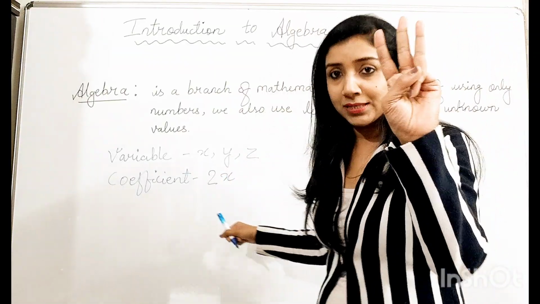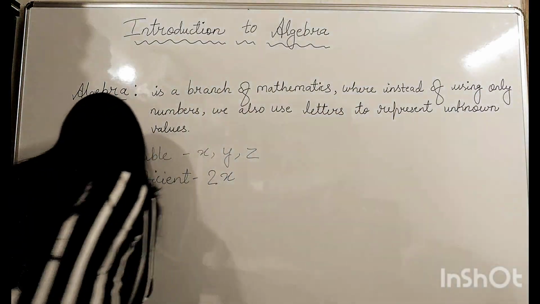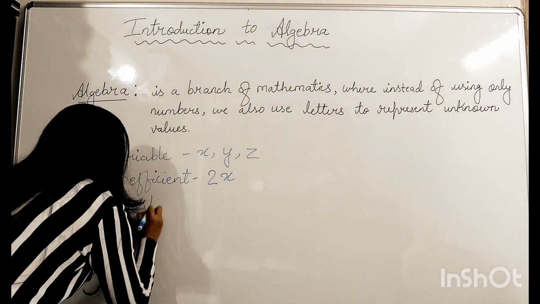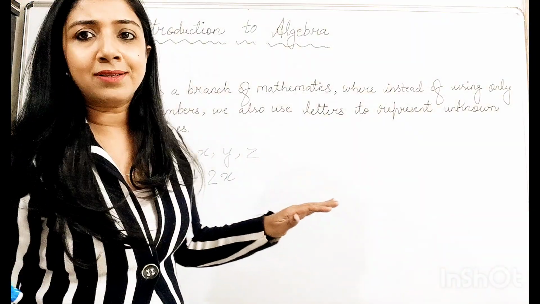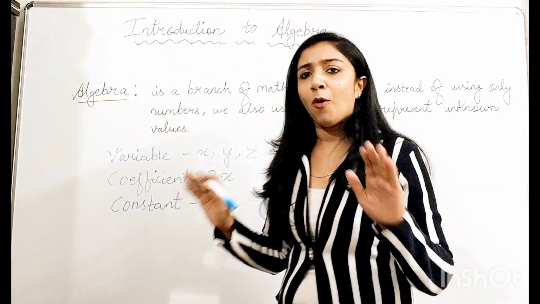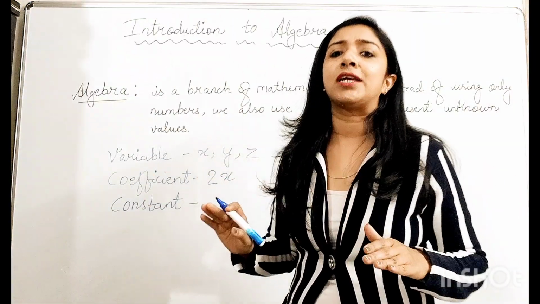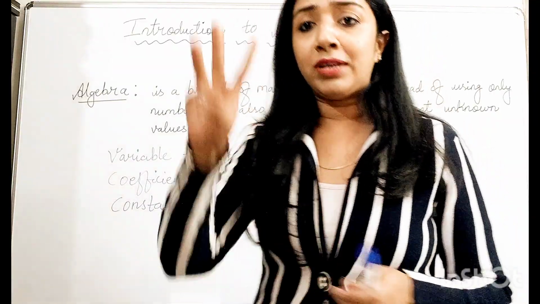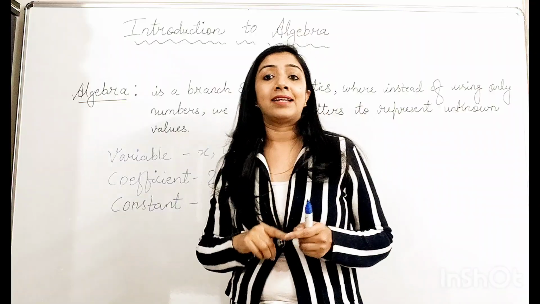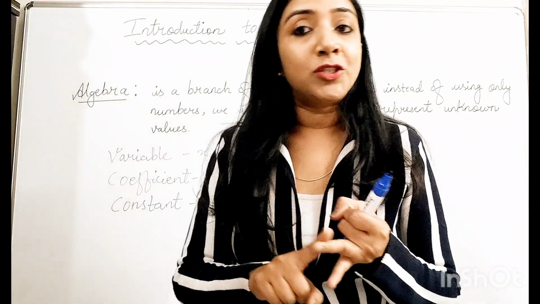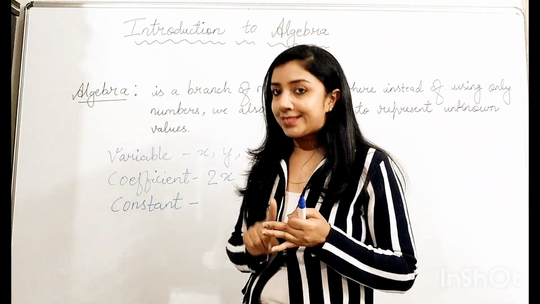Now the third superstar is constant. Constant is very simple. It's always stable. Always stable. There will be no change in constant. So three things are very important before starting with algebra, and they are variable, coefficient and constant.